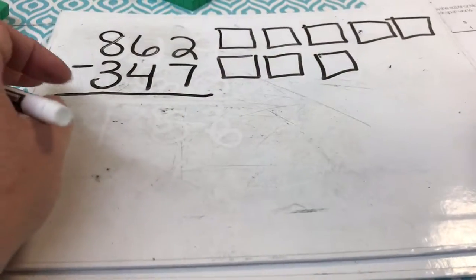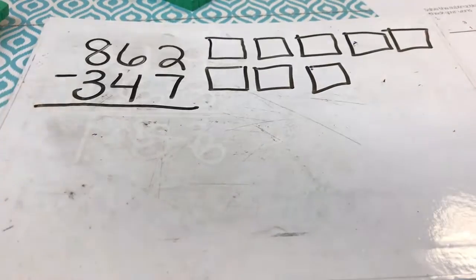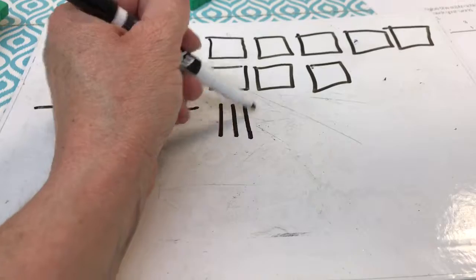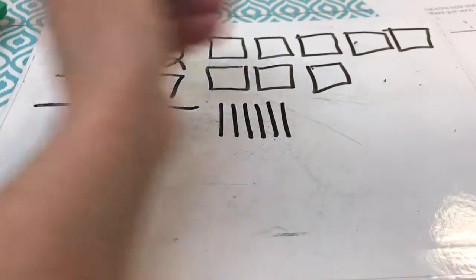Oh, that one got really floppy. 8 squares to represent our 8 flats of hundreds. 6 tens. 1, 2, 3, 4, 5, 6. And 2 ones.